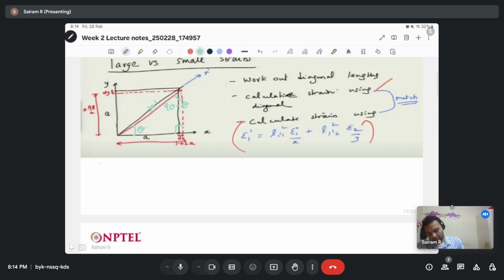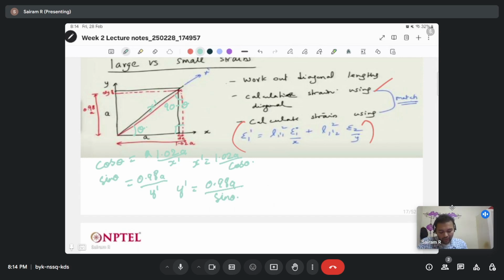Try solving for cos theta and sin theta. We know cos theta is adjacent by hypotenuse, which in this case is 1.02a by x prime, and then x prime becomes 1.02a by cos theta. Same with sin theta, which is 0.98a by y prime, so y prime becomes 0.98a by sin theta.